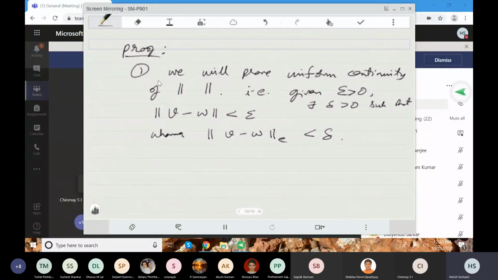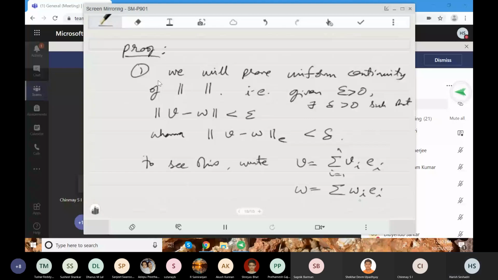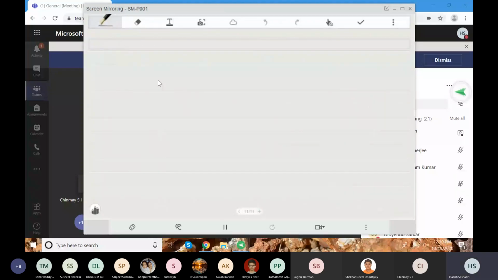And so for that, to see this, we expand it in terms of coordinates. So v is the summation of vi ei, i equals 1 to n. w is the summation of wi ei, i equals 1 to n. Then the norm of v minus w will be the norm of the summation of vi minus wi times ei.